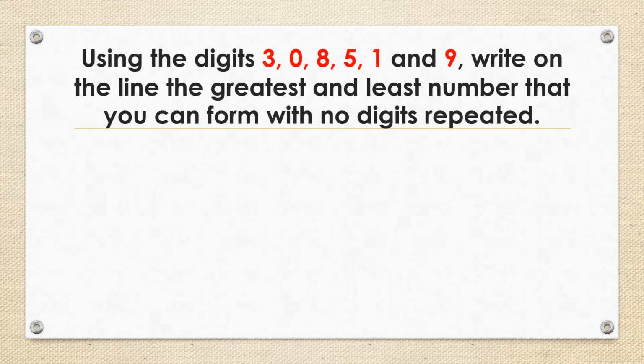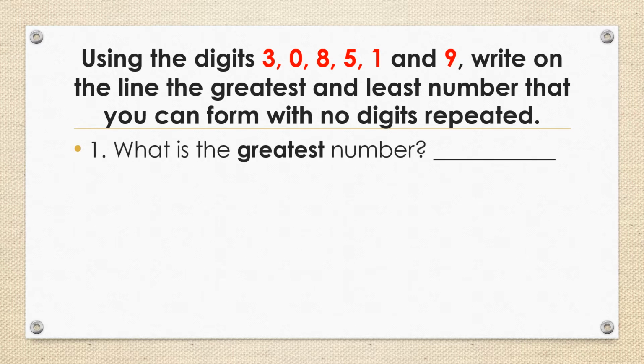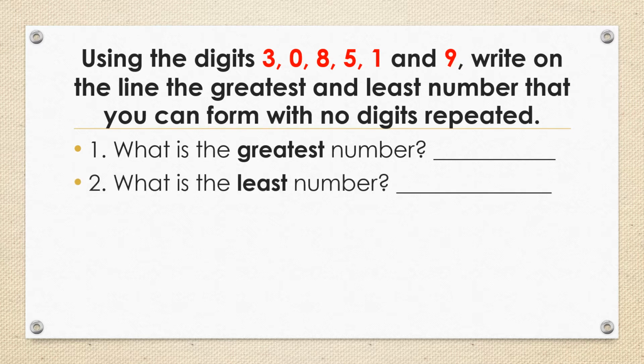Using the digits 3, 0, 8, 5, 1, and 9, write on the line the greatest and least number that you can form with no digits repeated. For number 1, what is the greatest number? Meaning, what is the highest possible number that you can form with the digits above? Next, what is the least number? Meaning, what's the smallest number that you can form using the digits above?